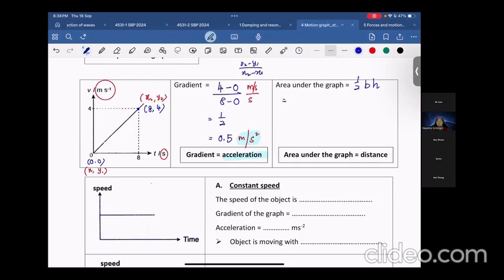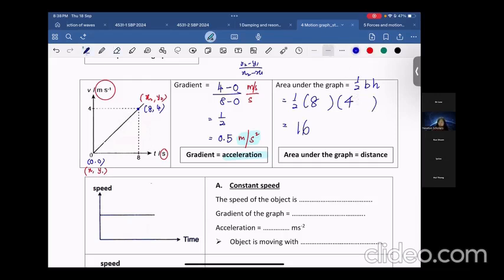Okay, boys and girls, you look here. Because this line forms a triangle, this area is a triangle area. So we use 1 over 2, the base is 8, then the height is 4. So at the end, everybody, you get 16. It's correct. But the problem is, what is the unit?